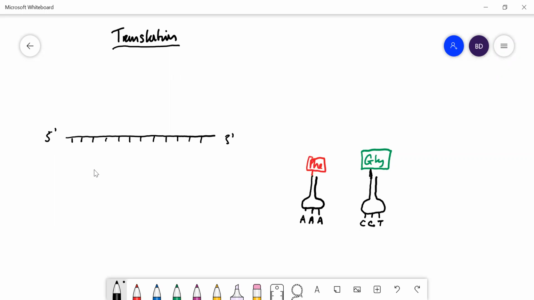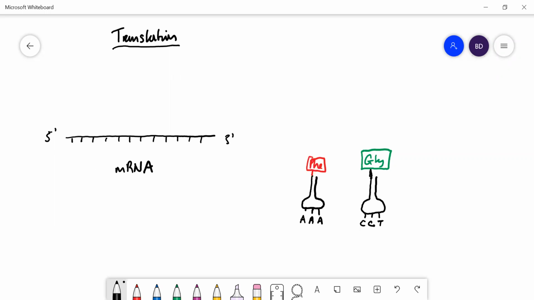Okay, so we're now going to talk about the process of translation. That's how a piece of mRNA, so we've got a piece of mRNA there, how the base sequence in that is somehow translated into a protein with a specific sequence of amino acids. So let's just go through the basics before we look at the details.